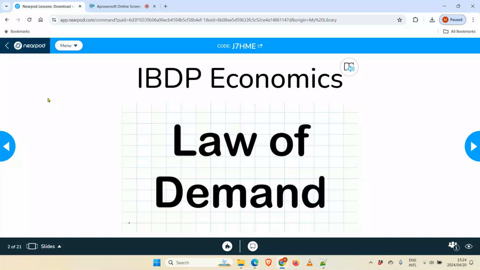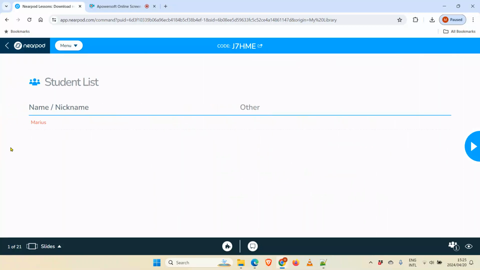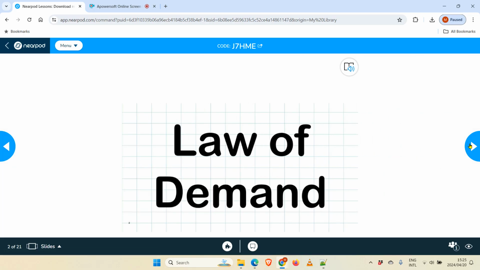Good day. Our lesson for today, the law of demand. Now I'm using the Nearpod online app and I am asking my students to join this lesson. There's a code that they've got to type in. I've joined under my own name, so I'm the only student in this lesson. Okay, let's continue.